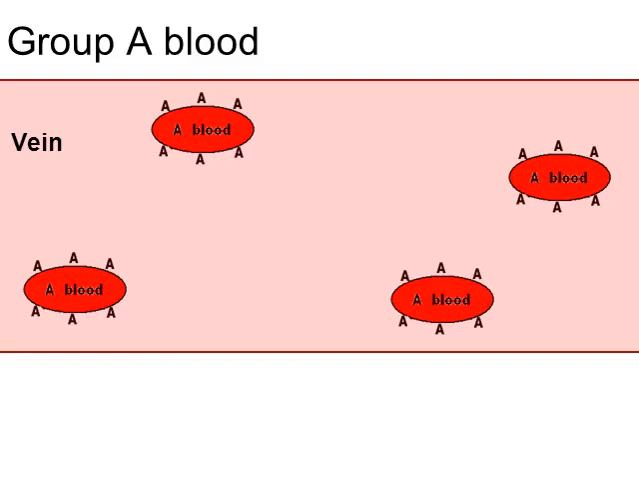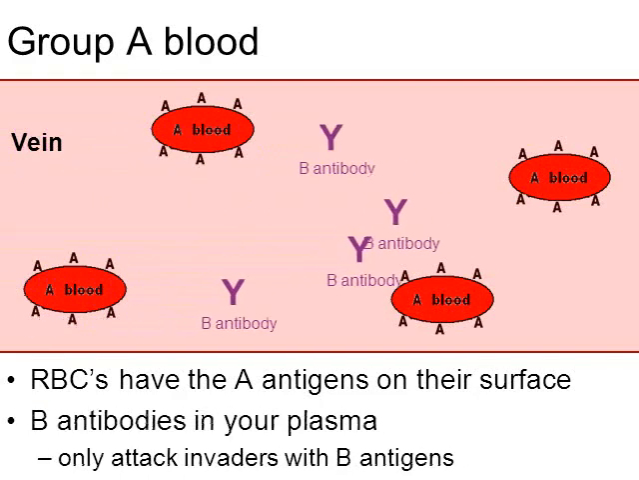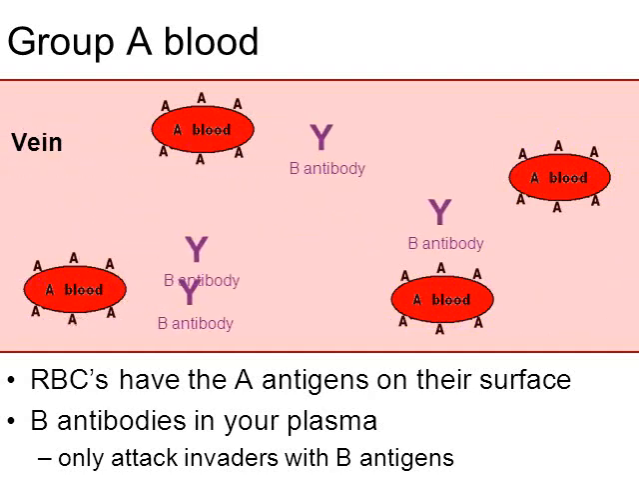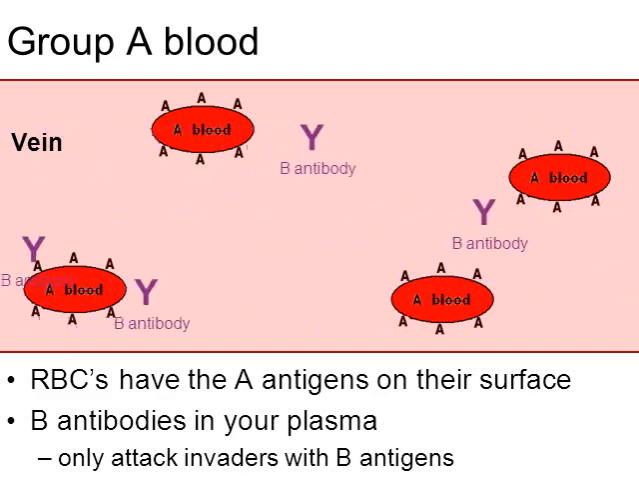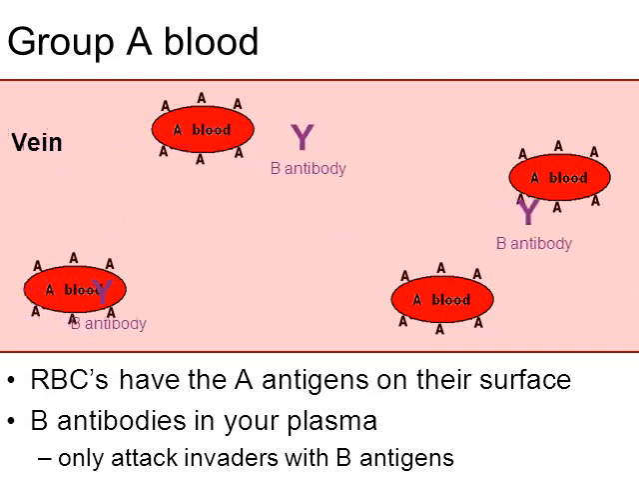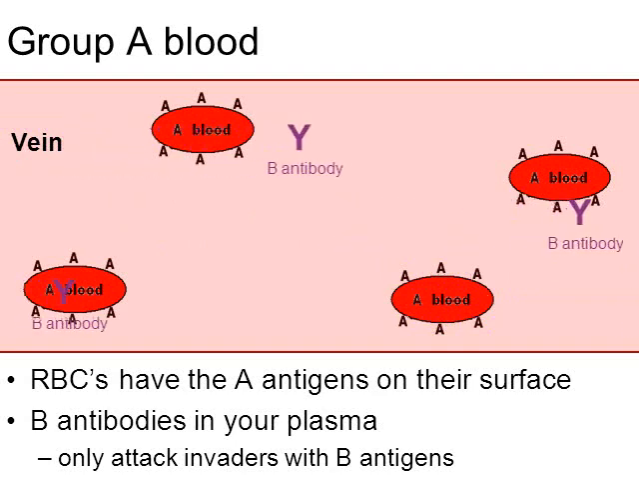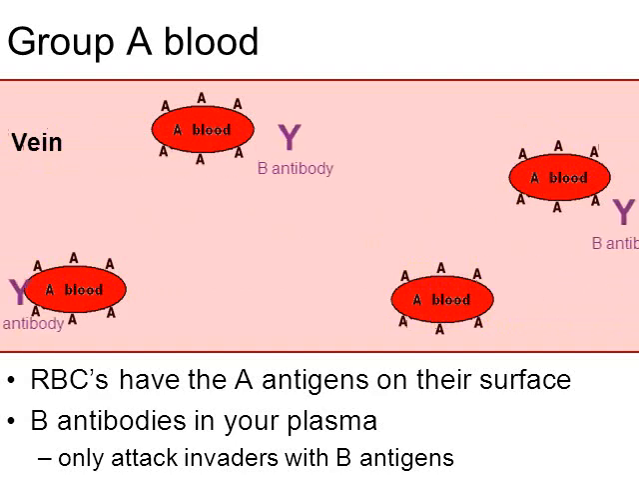So let's focus on blood type A first. Again, remember blood type A has these A antigens on the outside of the red blood cells. Flowing through the vein in the plasma are these B antibodies. Antibodies, as we're going to learn, attack antigens. We just don't want our antibodies to attack our own antigens. We want our antibodies to attack antigens of viruses and bacteria, not ourselves. So notice how the antigen A does not match the antibody B. If they did match, they would attack each other.